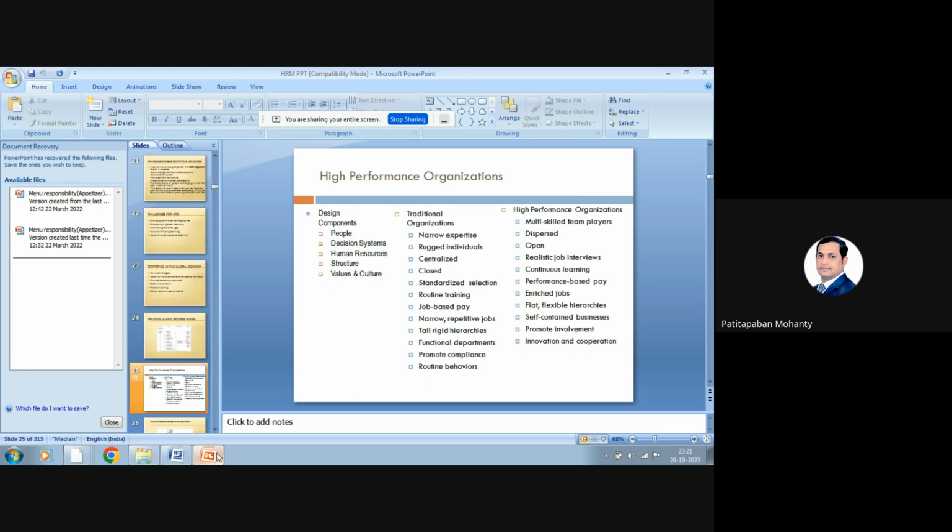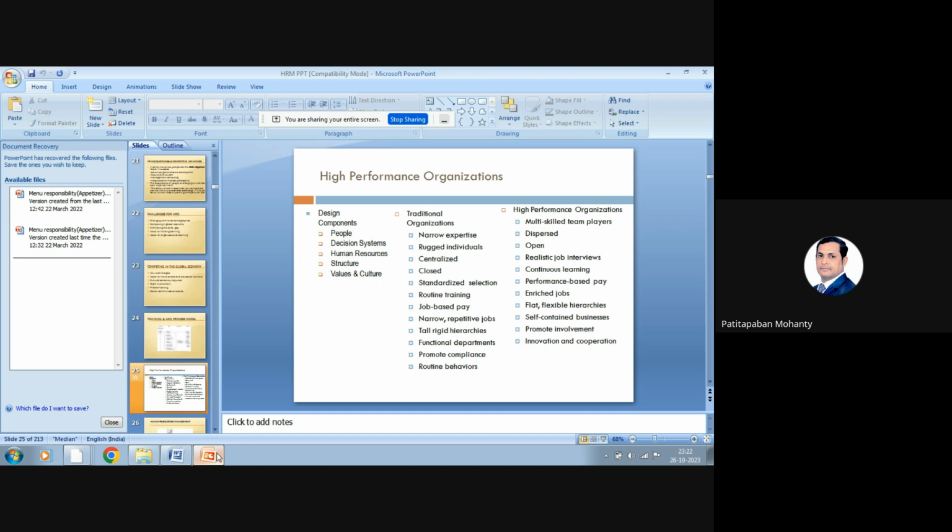Then how do high performance organizations get separated from the traditional organizations? How are they unique? They are unique in this way: they have multi-skilled team players. I have told you, they all are multi-skilled, I mean multitasking people, and they are dispersed. They are not based in one place. They are in many places, so from many places they are getting many new ideas. And they are very open. Open means they have a very innovative kind of mind.